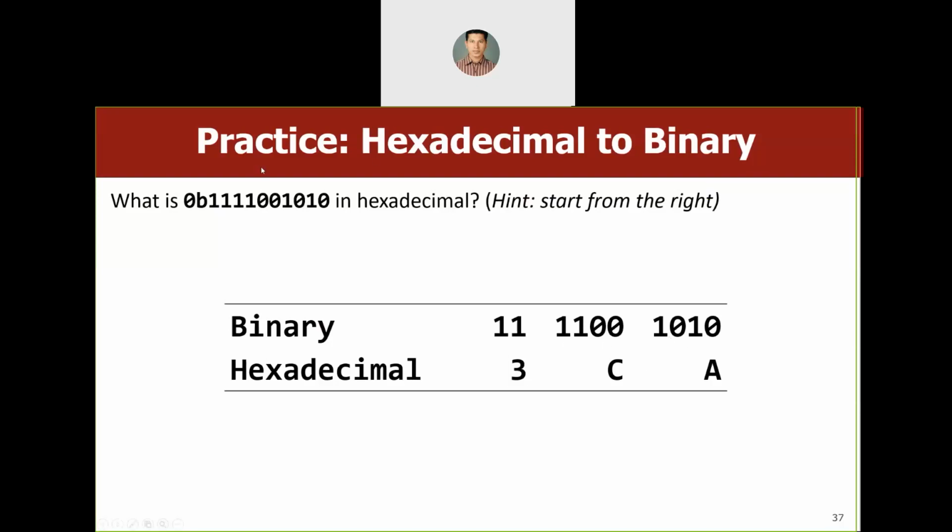Now see this, from the right side we have to combine 4 digits. First, group these 4 digits. It will become A. Then the next 4 digits, which is 0011, which is C. The remaining 2 bits are 3. You have to write 0x and 3CA.